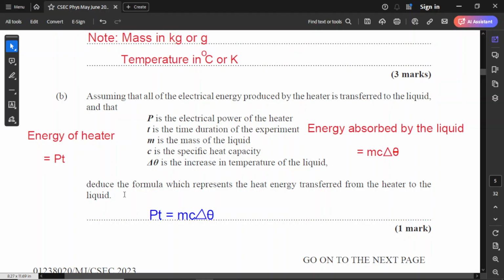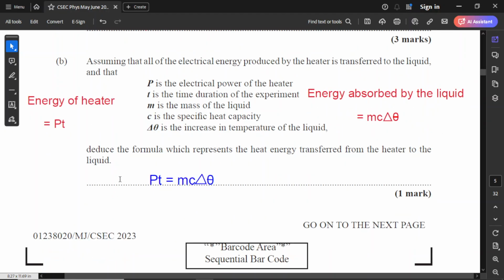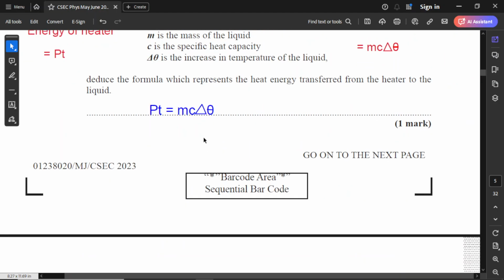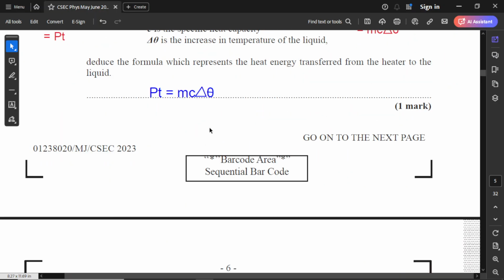All right, and so here now is a change of temperature. And so they ask us here now to deduce the formula which represents the heat energy transferred from the heater to the liquid. And so again, whatever energy is in the heater, which is P t, power times time, is equal to m c, change in temperature. All right, and so that will be our formula right there.